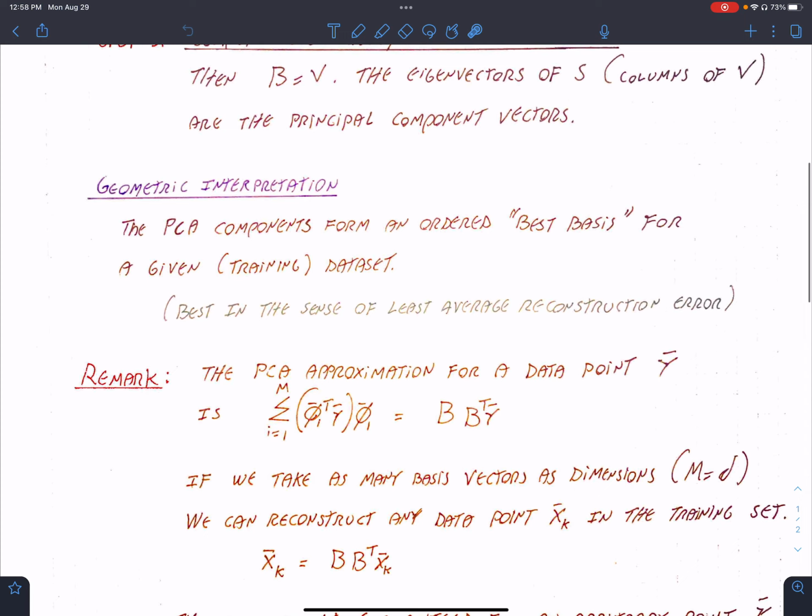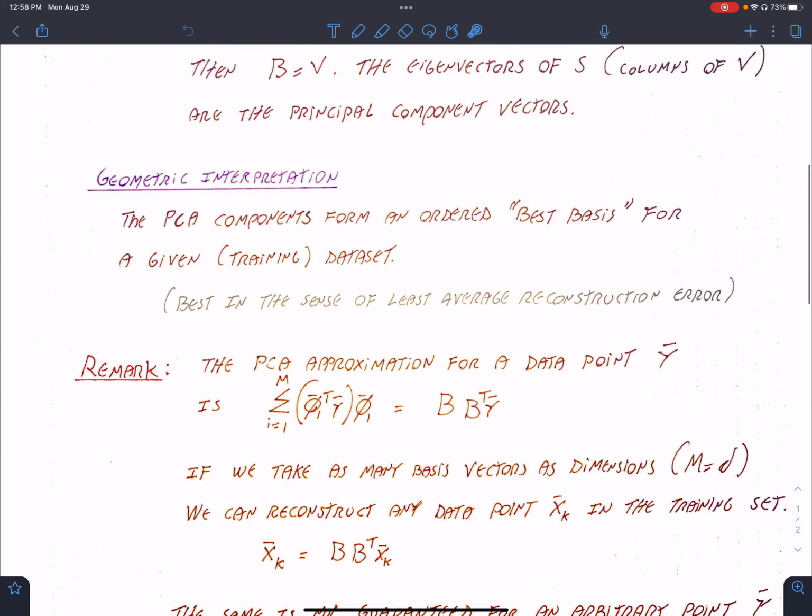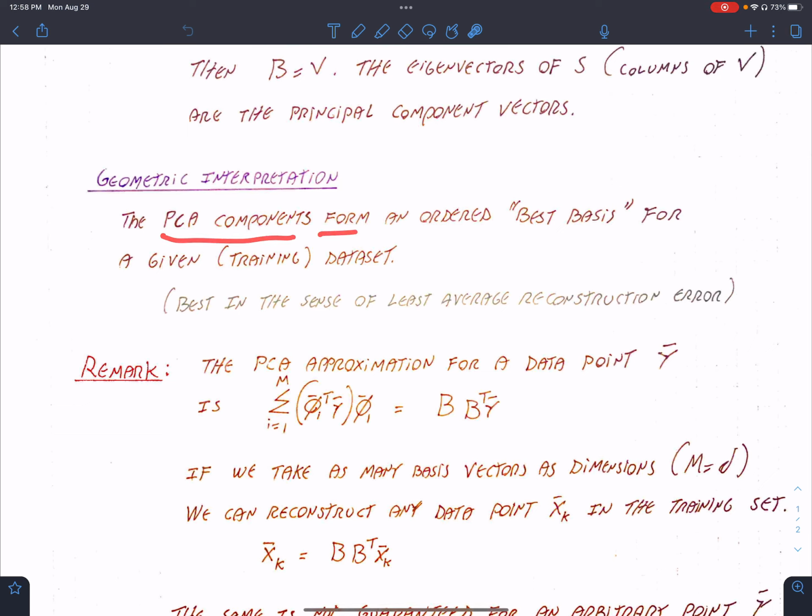The geometric interpretation is that these PCA components form an ordered best basis for a given training data set, right? So if you give it some training data, it tries to find an orthonormal basis of size m. Typically, m is less than the dimension of the data, less than d, that best fits this data. Best in the least squares sense.